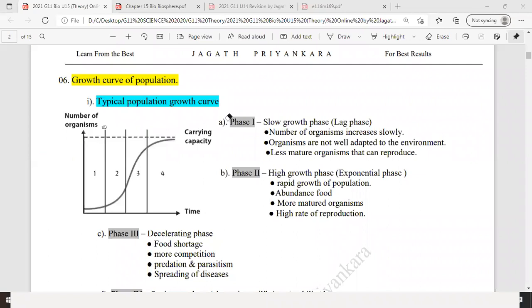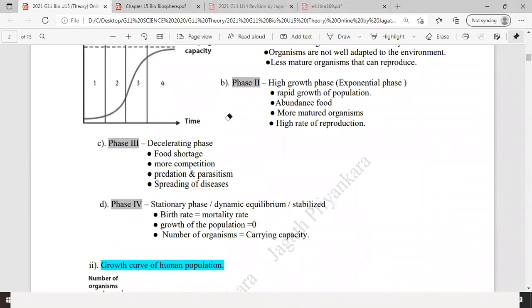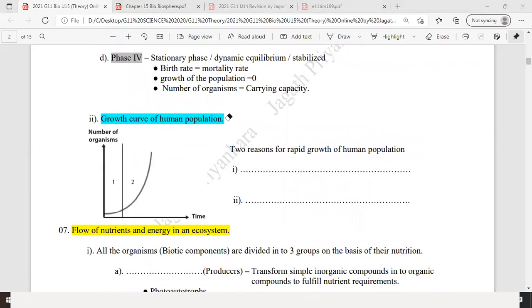Right. Next one, number 7. Number 4 is called the stationary phase. So dynamic means balanced. It is stationary, or dynamic equilibrium, or a stabilized one. Very good. What happened here? Birth rate and mortality rate, that means death rate, have become equal. That means the population remains constant. Growth of the population is 0.